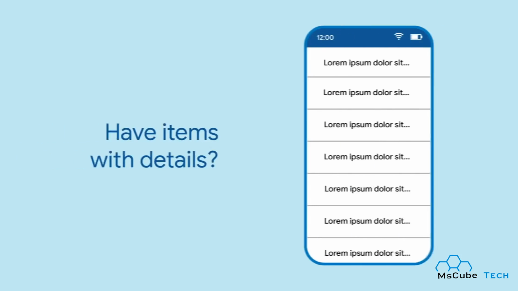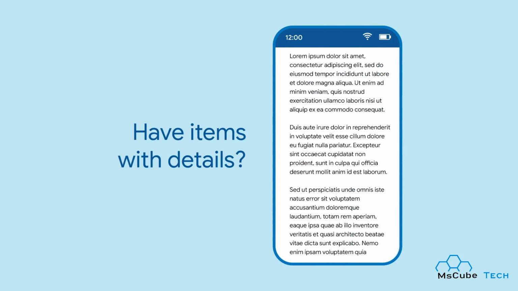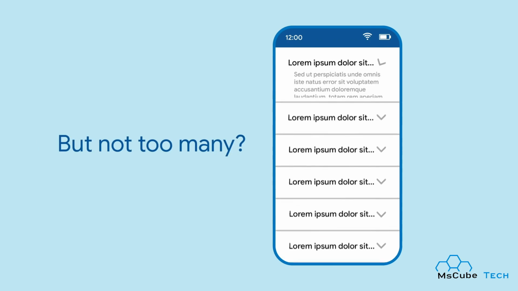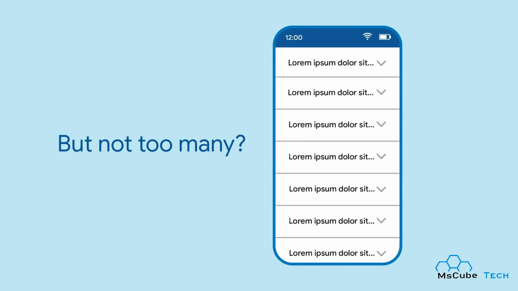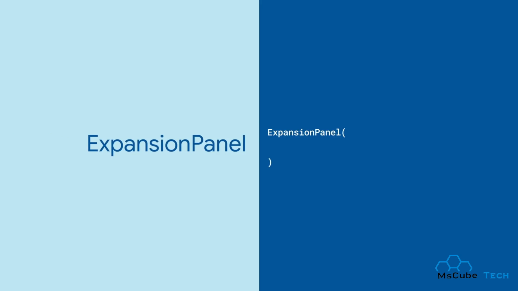A common pattern in apps is to have a list of items that you can expand to show more details. Sometimes these details don't justify an entirely separate view, and you just need them to show up inline in the list. For that, check out Expansion Panel, a widget that when tapped on will expand a panel.